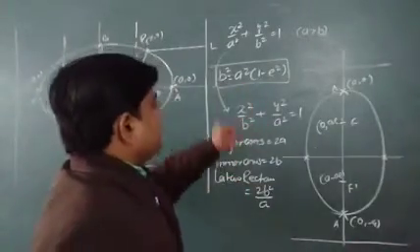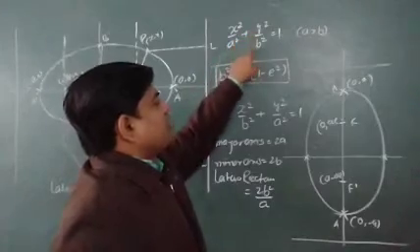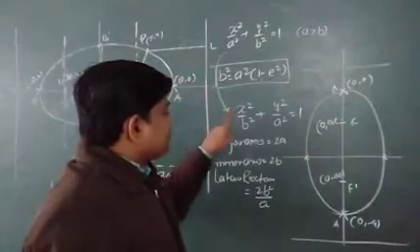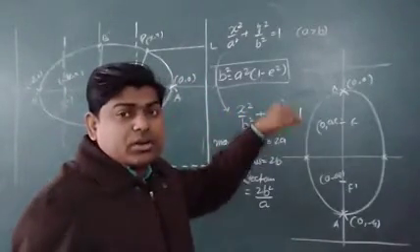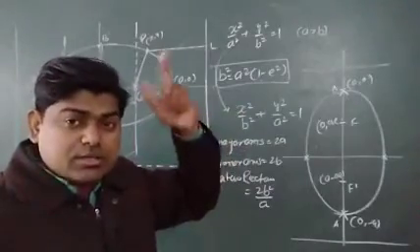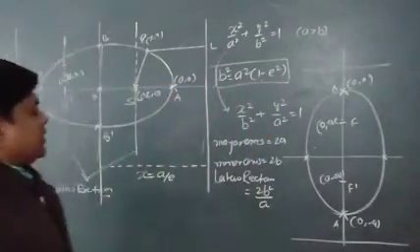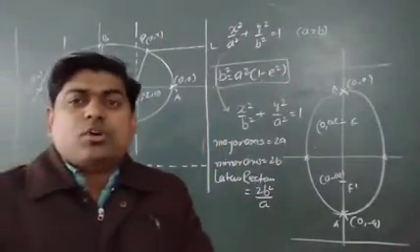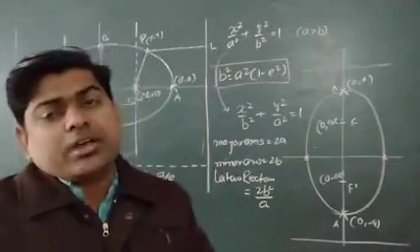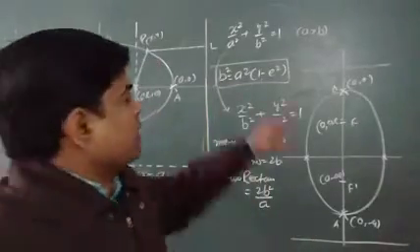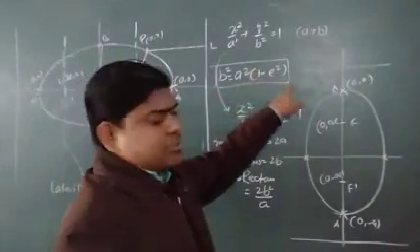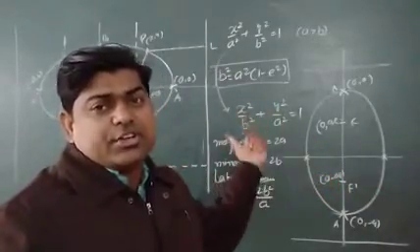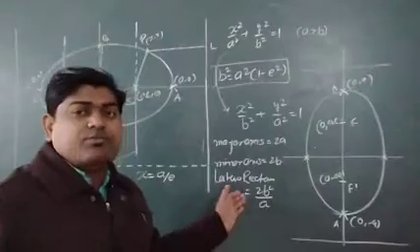Just learn like that. If x square by a square plus y square by b square is equal to 1, it is horizontal. If x square by b square plus y square by a square is equal to 1, it is vertical. In both cases, a is greater than b. Once we learn that major axis is 2a, it will always be 2a. Once we learn that minor axis is 2b, it will always be 2b. Once we learn b square is equal to a square times (1 minus e square), the same thing will come for both ellipses, either horizontal or vertical. Even the latus rectum will be the same.